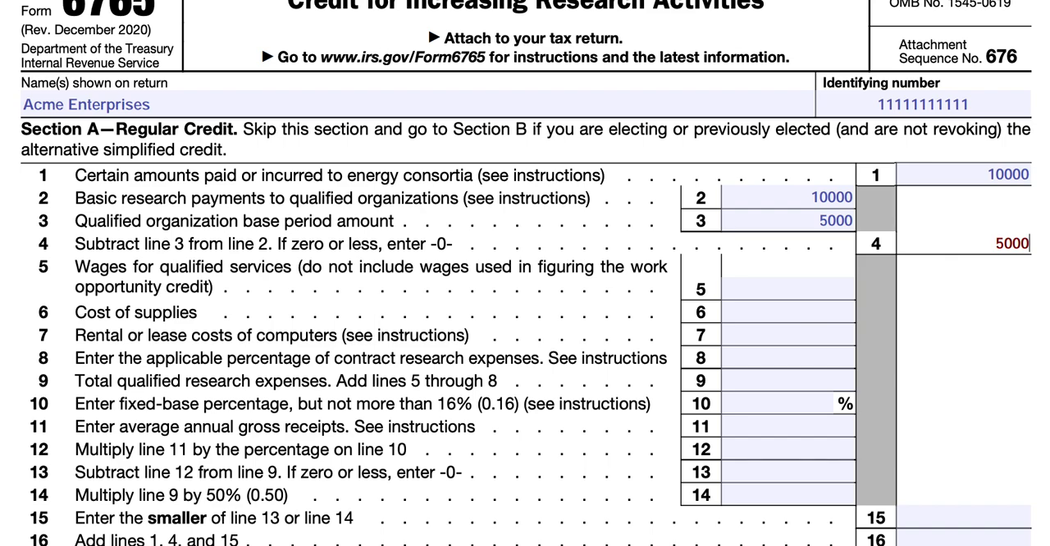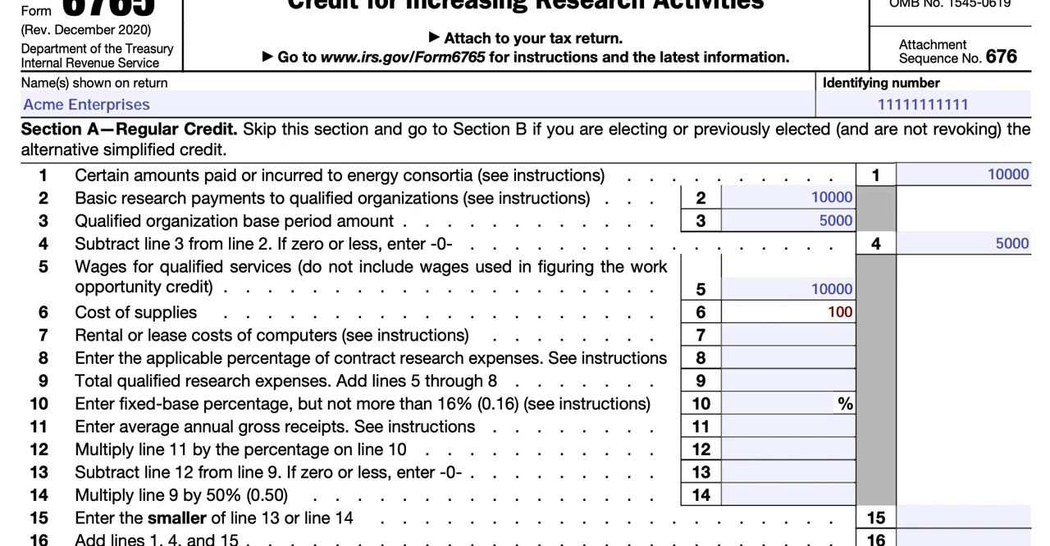In line 5, we're going to enter the wages for qualified services. This does not include wages that you may have used in calculating the work opportunity credit. Again, for general purposes, if you use an expense in one tax credit or for one deduction, you usually can't double dip or claim that somewhere else. So we're simply going to write $10,000. Again, this is a random number.